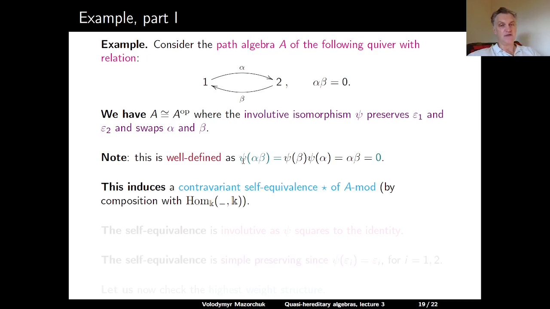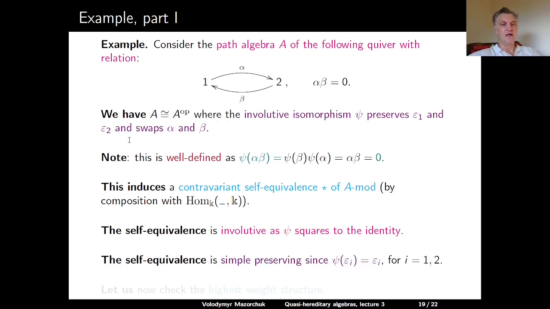And so it induces a contravariant self-equivalence of the category A mod if, as discussed on the previous slide, we compose this isomorphism with the usual vector space duality. So this self-equivalence is involutive because our isomorphism squares to the identity. If we do psi twice, then we swap alpha and beta back, and we have the identity morphism on A. And this self-equivalence is simple preserving because psi applied to epsilon i is equal to epsilon i for i equal 1 and 2. So it preserves the trivial paths at each idempotent, and so it preserves the simple modules.